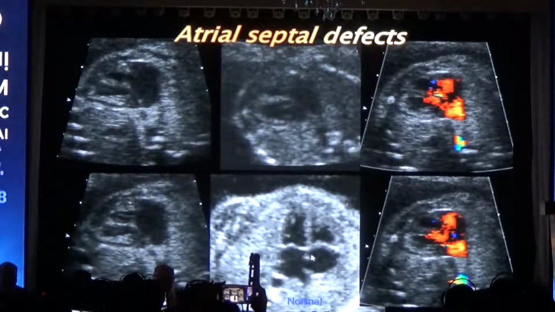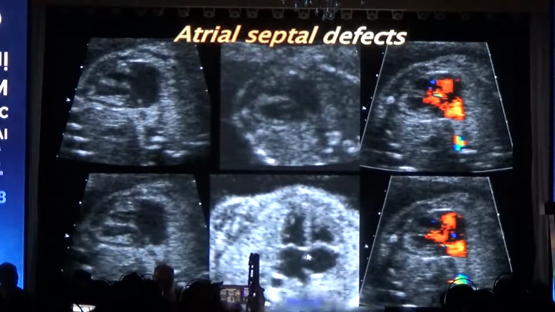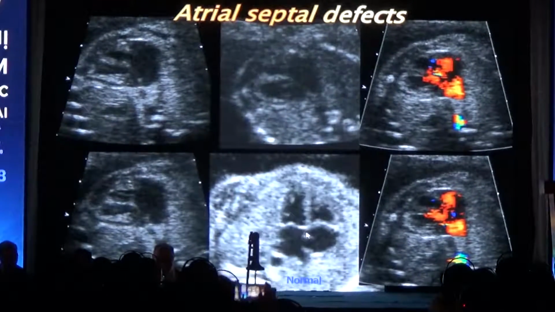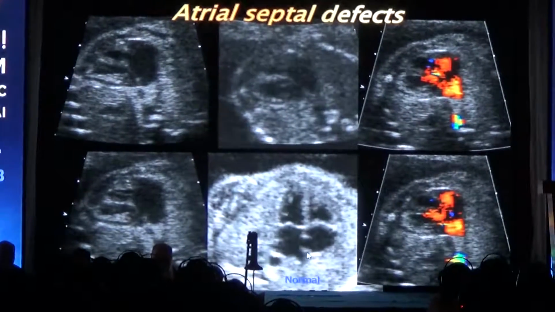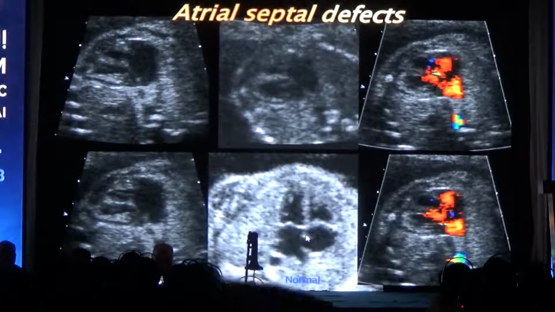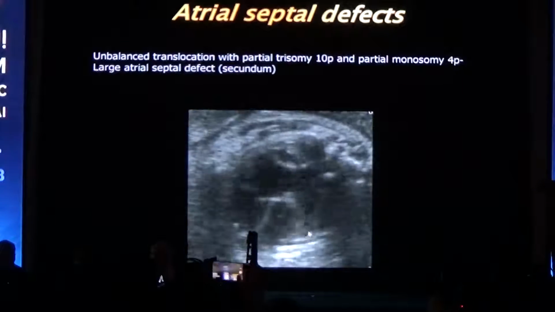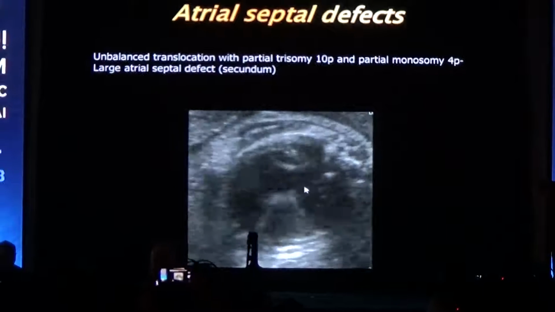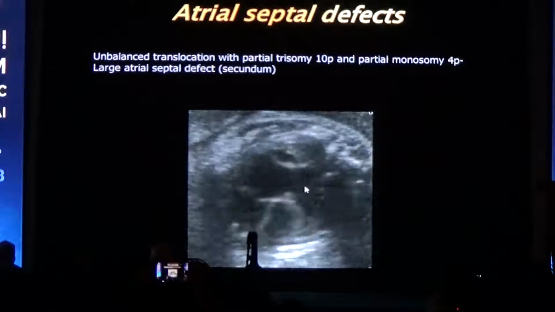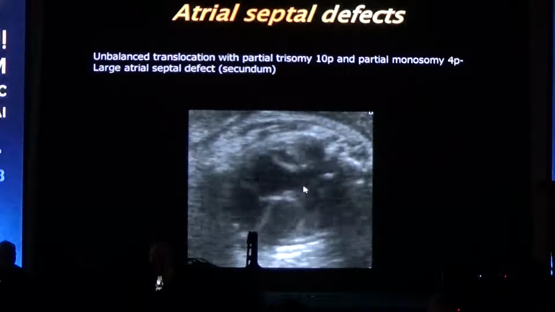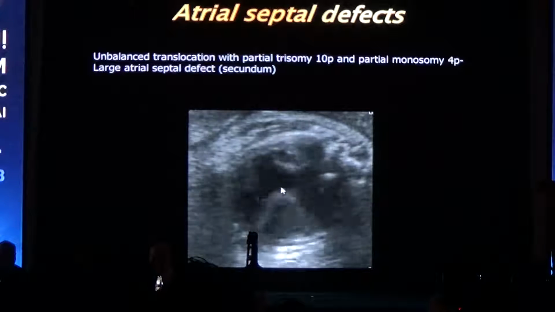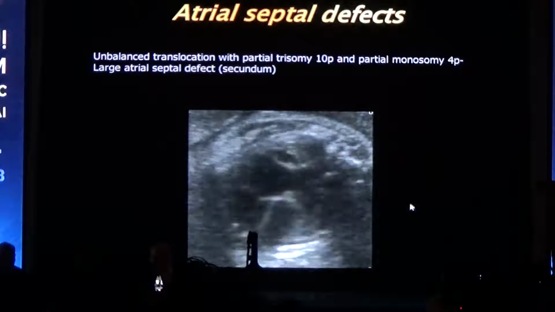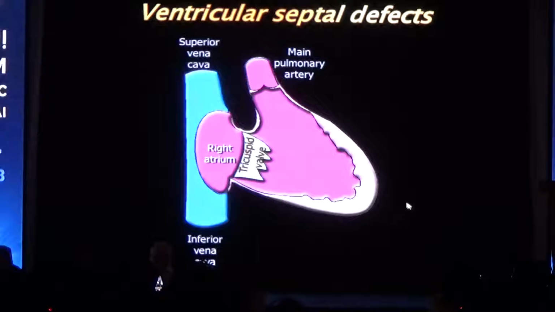This is a segment here in a normal heart, which is missing in the ostium primum defect. So in ostium primum, you will see this section of the interatrial septum, but you will not see this section here. So here's a large communication between the two atria. This is a baby that has a partial trisomy 10p and a partial monosomy 4p, but you could have something similar in babies that have trisomy 21. So, large communication between the two atria.